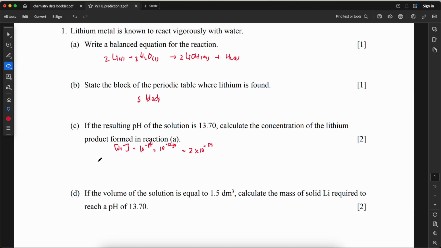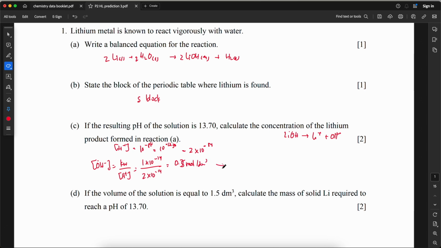And to find the lithium product, that would be LiOH. So this would be Li+ and then OH-. So by finding the concentration of OH-, we can actually find the concentration of LiOH. So now, as we know the concentration of H+, we can find the concentration of OH-. So Kw divided by concentration of H+, you know the constant is 1 times 10 to the power negative 14. So divided by 2 times 10 to the power negative 14, which is 0.5 mole per decimeter cube.